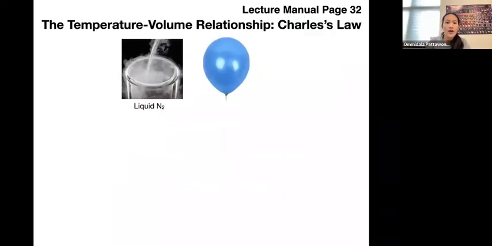Okay. All right, so the next relationship we are going to take a look at is the temperature-volume relationship of Charles' law. So in this case, I also have the lecture demo of the liquid nitrogen and a balloon.